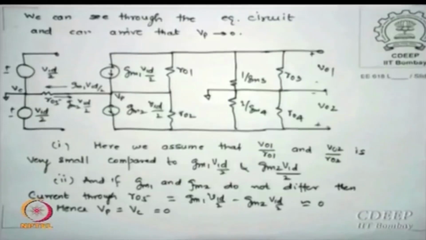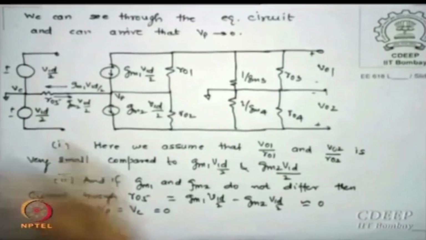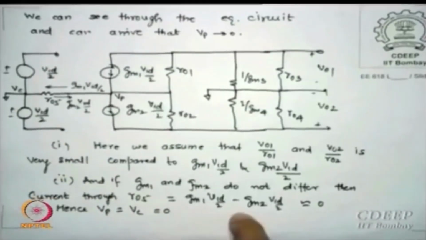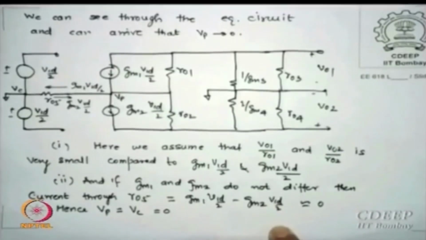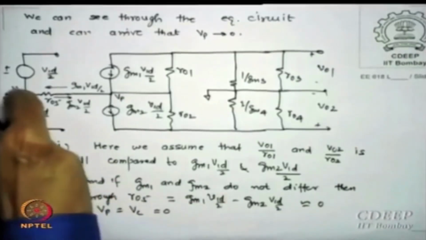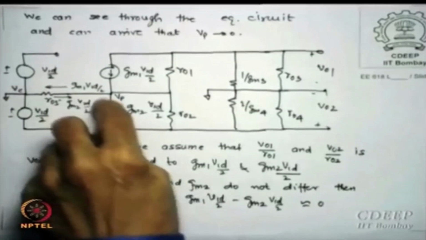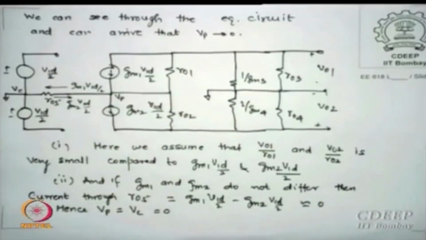If you now say gm1s are very close to gm2 and that ro5 is, what is the current through ro5? gm1 vid by 2 minus gm2 vid by 2, and that is very close to 0. Is that okay? In which case we may say the potential here is equal to potential here. So if the Vc is ground, Vp is equally grounded.